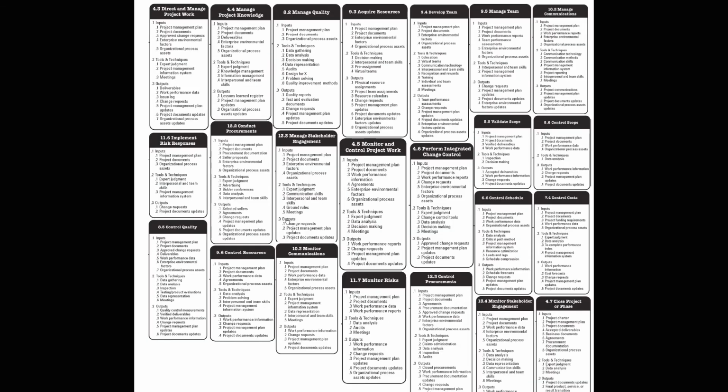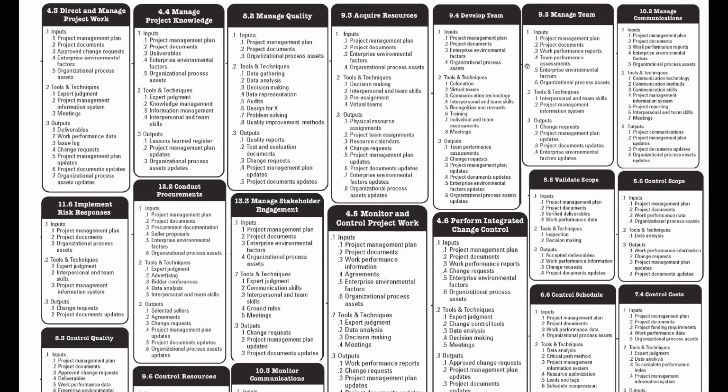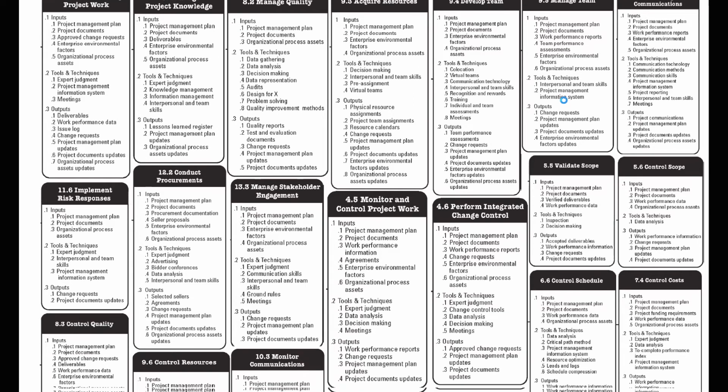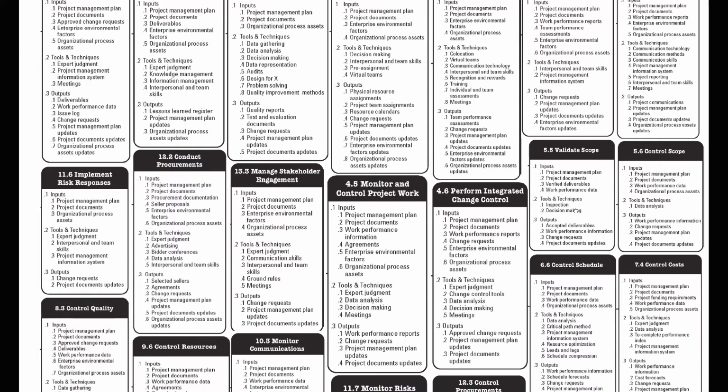Okay, so we have executing, monitoring and controlling, and closing on our second sheet. Here it is. The first process is direct and manage project work. So the same thing, where we have OPAs and EFs, you will highlight it, and where you don't have it, you can mark it. Look, I don't have EF in manage quality. I don't have OPAs and EF in other processes, like we don't have EF in control scope. We don't have OPA and EF in validate scope.